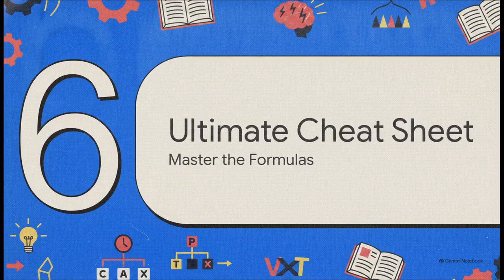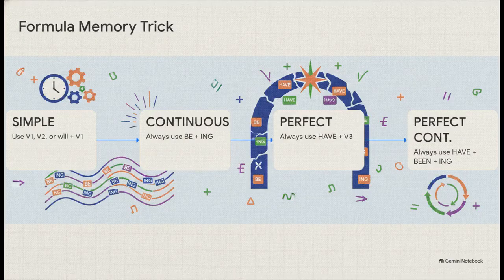And finally, section 6, the ultimate cheat sheet. It's time to master the formulas. So here's the ultimate hack for remembering all these formulas. You really don't need to memorize 12 random strings of words. Just remember these 4 unbreakable structural patterns.